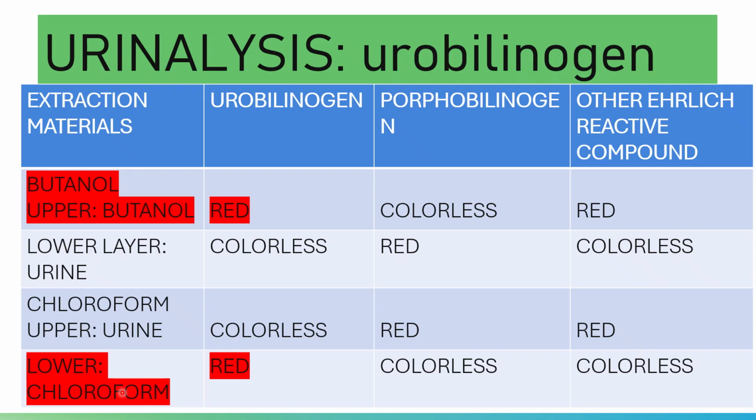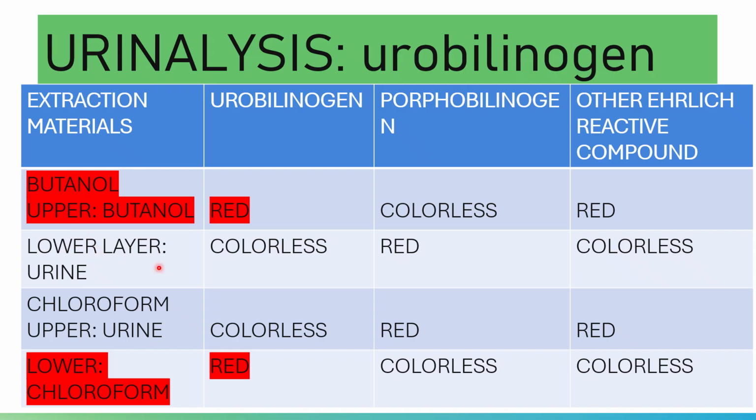If pink or red color is seen at the chloroform at the lower layer and colorless at the upper layer, then urobilinogen is present. If red at the upper layer and colorless at the bottom layer, then that is porphobilinogen.